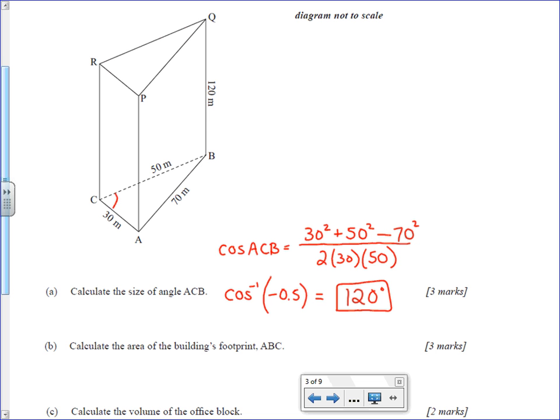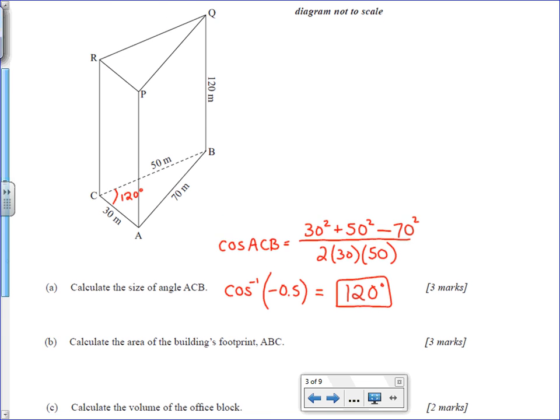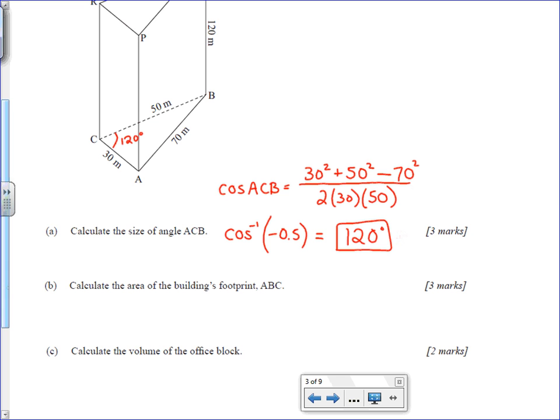Next thing it wants is to calculate the area of the building's footprint, which is the triangle ABC, so the area of triangle ABC. Easiest formula to use, now that we have this 120-degree angle, is area equals 1/2 ab sine C. You can use this in any triangle, as long as you have an angle that is in between, or included between, two sides. And so we have the 120-degree angle that's included between the 50 and the 30, so that's what we use. Area equals 1/2 multiplied by 30, multiplied by 50, multiplied by the sine of 120.